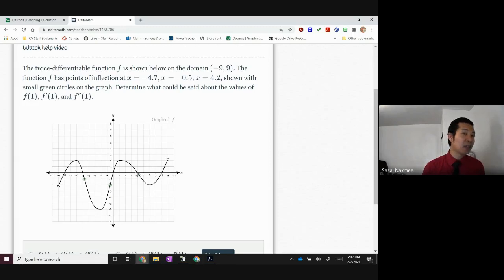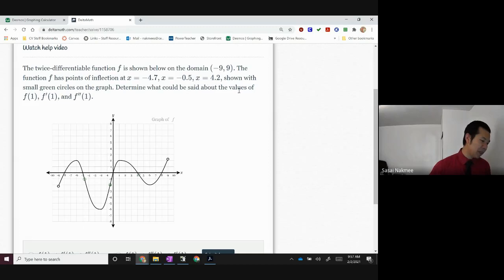Which means the second derivative is equal to 0 only at those points. Or I should say concavity changes only at those points on this interval. Okay, shown by this right there.